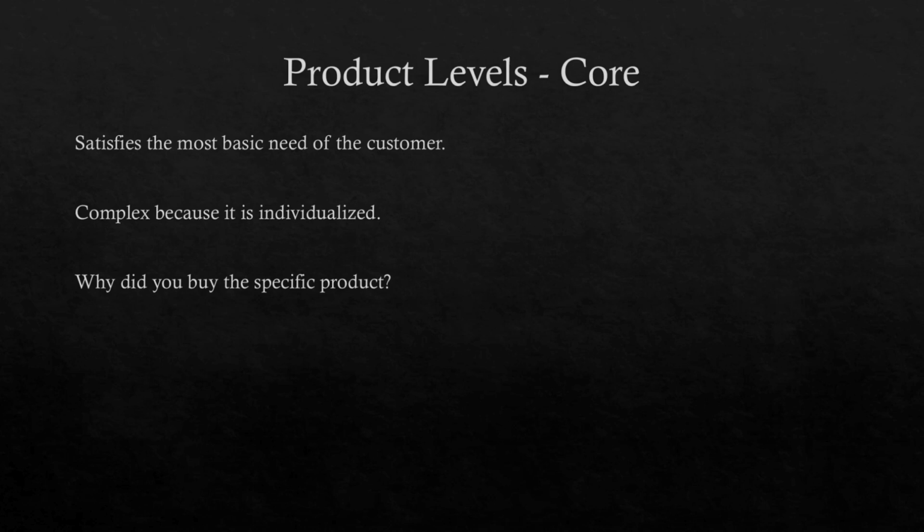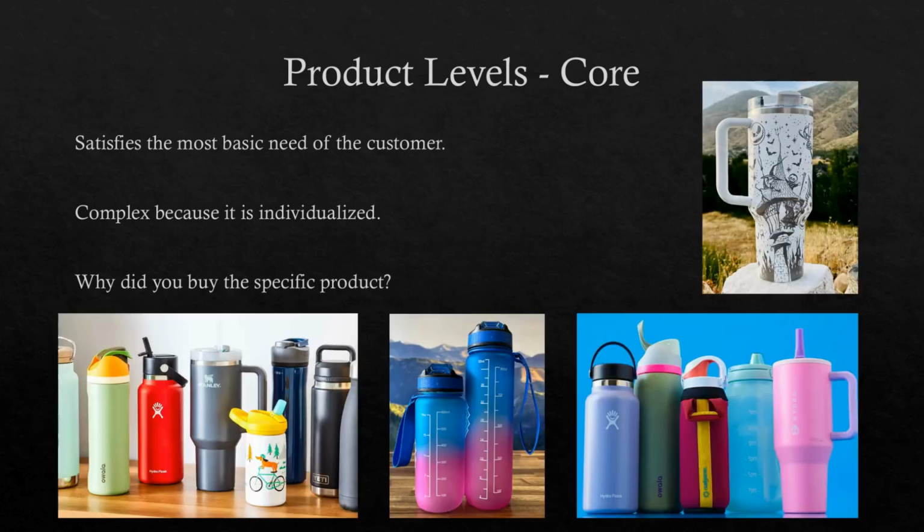Here's the interesting thing. The core product is complex because it's highly individualized. 2 people might buy the exact same item for completely different reasons. Think about reusable water bottles. For one person, the core product might be the physical health benefits of drinking enough water throughout the day.